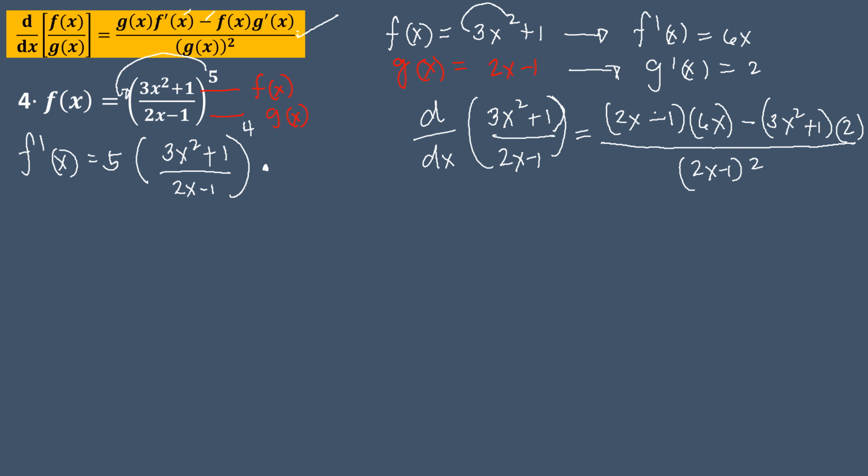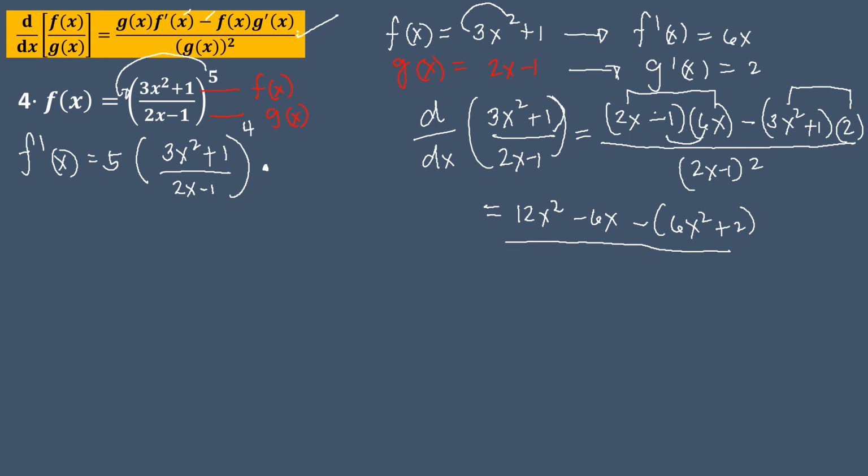To simplify this further, we will be distributing the 6x to 2x, so this will become 12x squared, and then negative 6x, and the 2 will be distributed first. Thus, this will be 6x squared plus 2, and this is all over 2x minus 1 to the power of 2. For that, we will simplify this further: 12x squared minus 6x, and then negative 6x squared minus 2.